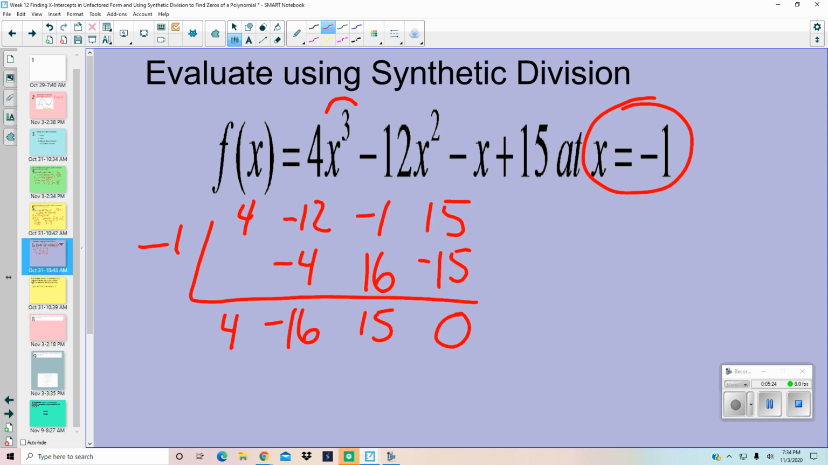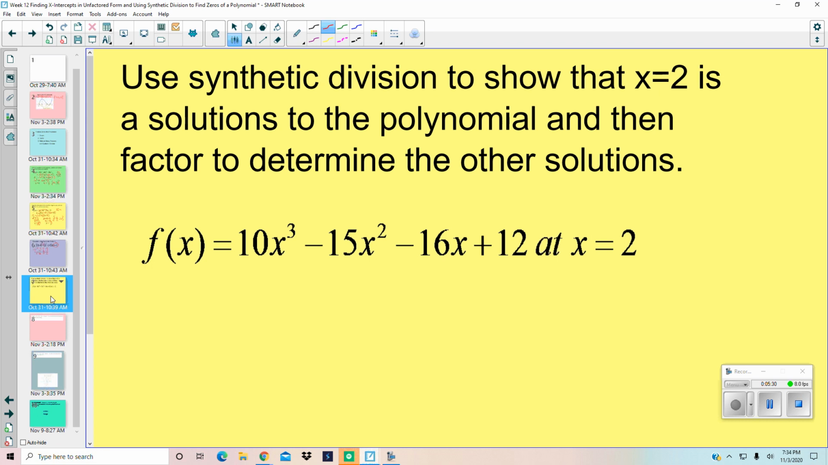The degree is kind of key when you have a polynomial. That's the most number of times the graph can cross the x-axis. All right, use synthetic division to show that x equals 2 is a solution. I just wanted to show you synthetic again to jar your memory.